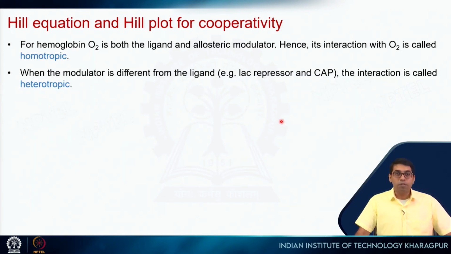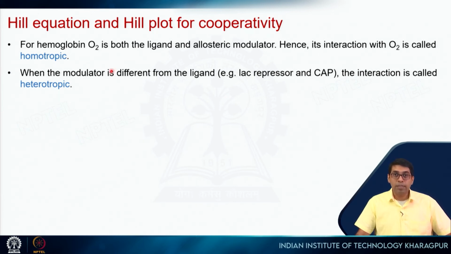So to understand that, we have to plot, and the cooperativity can be plotted nicely by something called a Hill plot. Before I do that, let's introduce two more terms in terms of allostery and cooperativity. We saw that in case of lac repressor and CAP protein, there is a modulator which results in the change in DNA binding affinity. It is either allolactose for lac repressor or it is cyclic AMP for CAP, right.